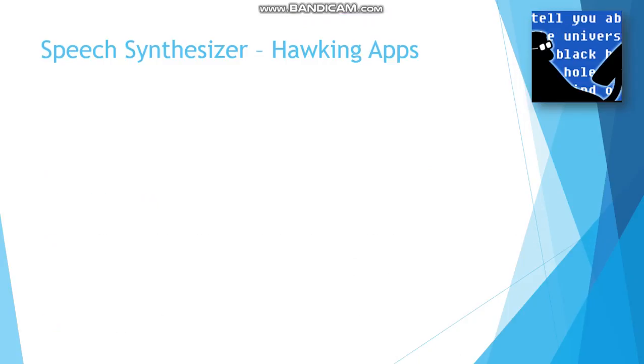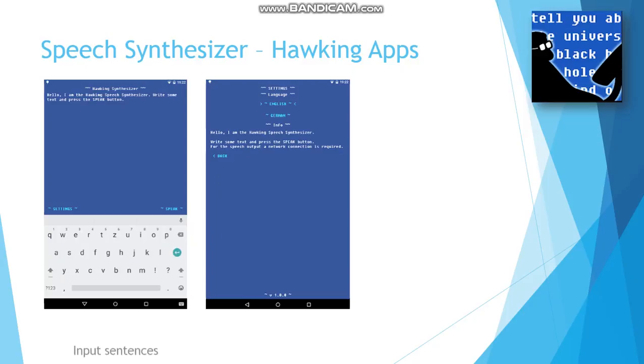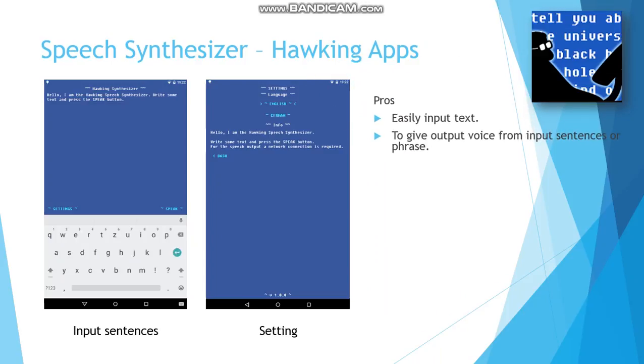So what is the speech synthesizer, also known as the Stephen Hawking application? For the pros or advantages, it is easy to input text and give output voice from input sentences or phrases.